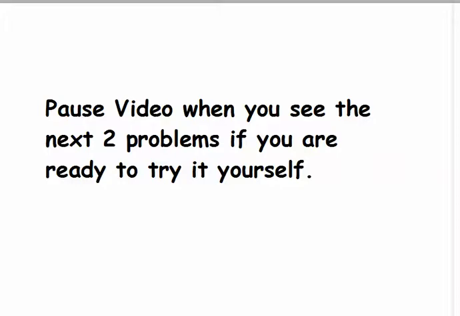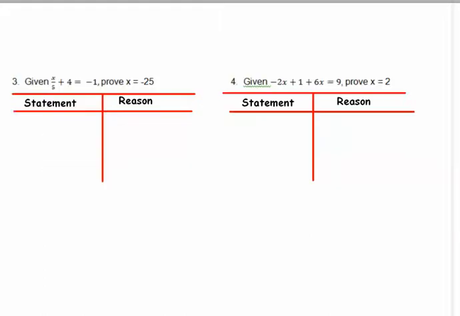Now this is going to say pause the video right here. As soon as you see the next two problems, as soon as they come up, put it on pause if you're ready to try this yourself, and then you can skip ahead and see the answers. Okay, so I'll wait for you to pause. Okay, now I'm going to start it.